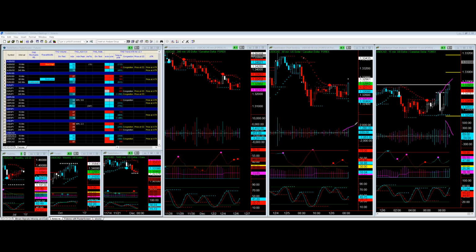Now, it is on the 60-minute, but remember, when it hits this dot, it's more than likely going to come back and test this ATR. Now, the ATR does move up, so you're probably going to get a test around this number.